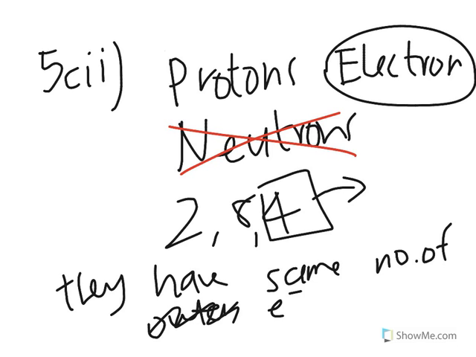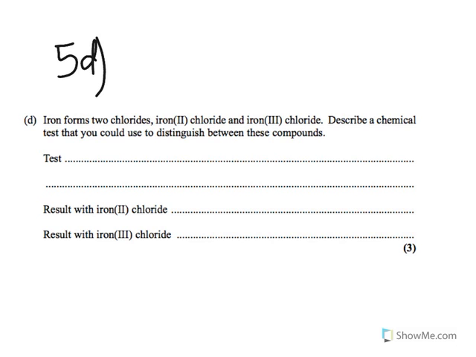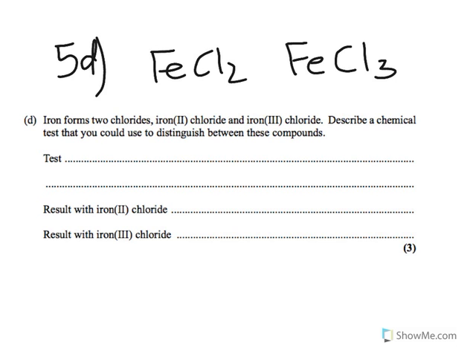Or you can just say same number of electrons. That's more accurate. Okay, question 5D says, iron forms two chlorides, iron 2 chloride, FeCl2, and iron 3 chloride, FeCl3. You have to describe a chemical test that you would use to distinguish between these compounds. Now these chemical tests are something you should kind of know. It's kind of a memorizing thing.